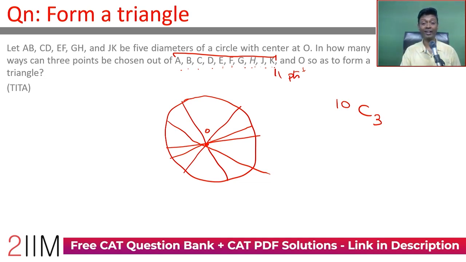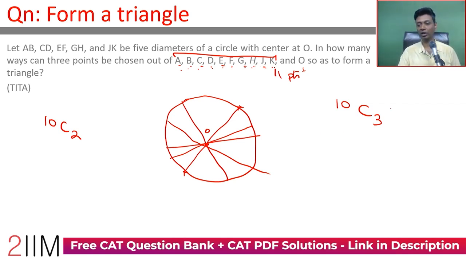Take O and then select some 2 out of the remaining 10. That'll happen in 10C2 ways. However, if the 2 chosen are the ends of a diameter, A, B, or C, D, or E, F, or G, H, or J, K, then we're talking about collinear points. This will not be a triangle. Those we'll have to subtract.